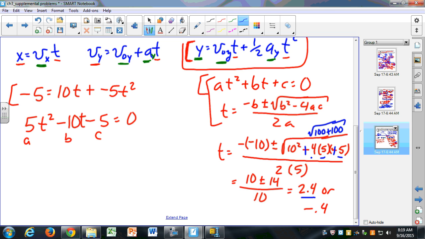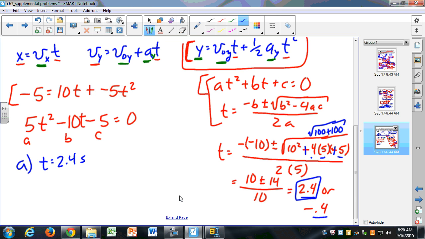Which of these answers will I take? I take the positive. Why do I take the positive? All right, negative time, that just doesn't really make any sense. So I take 2.4 seconds. So that's sort of the big answer, is that t is equal to 2.4 seconds.